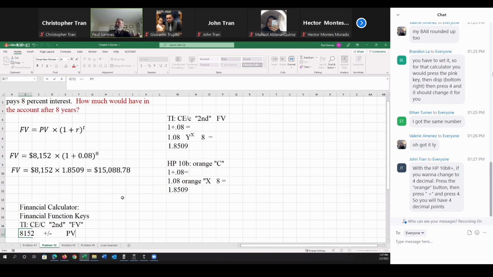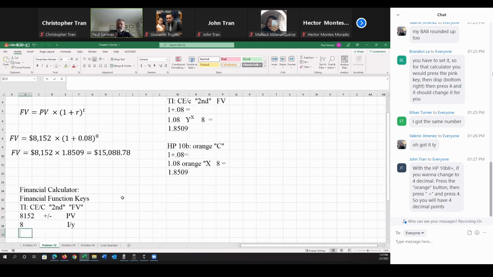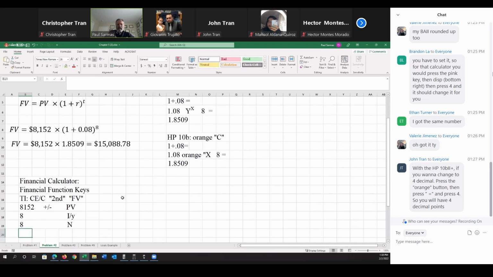Present value, that's your present value, because I said you deposit that today. Then you have 8 I/Y, and you have 8 N. And then you compute future value. Answer. It should be very close to what I calculated.